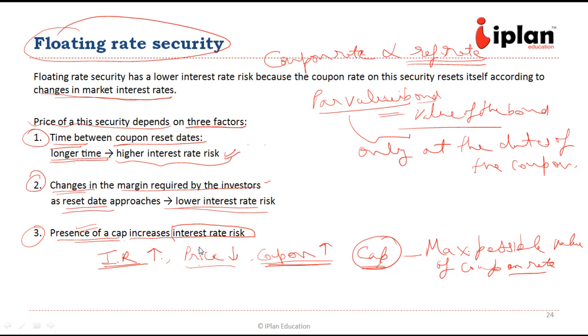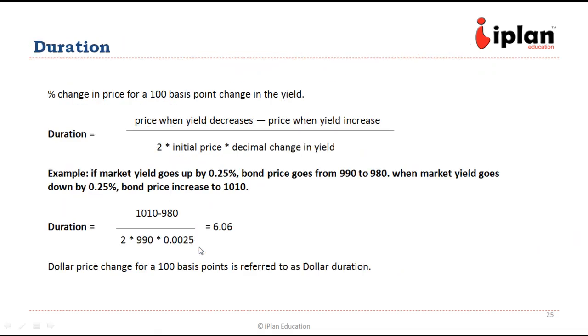Now let us move to the next concept, which is duration. Duration is the concept which tries to capture the relationship between the bond's price and the interest rate. So basically it is trying to capture the interest rate risk.